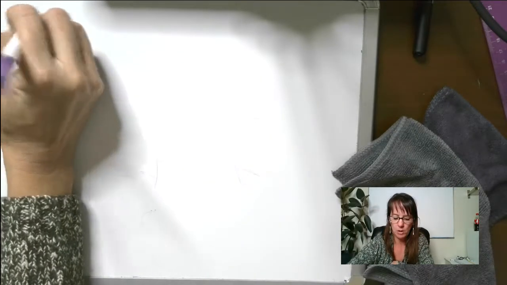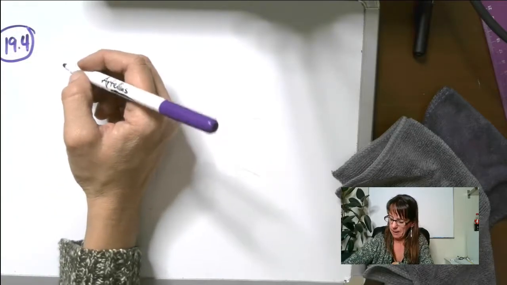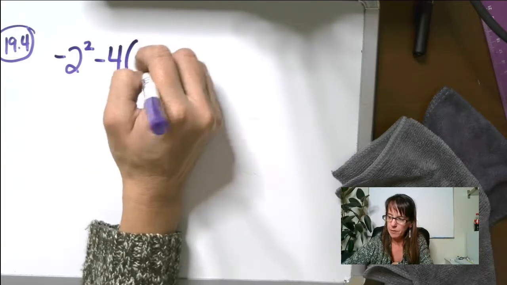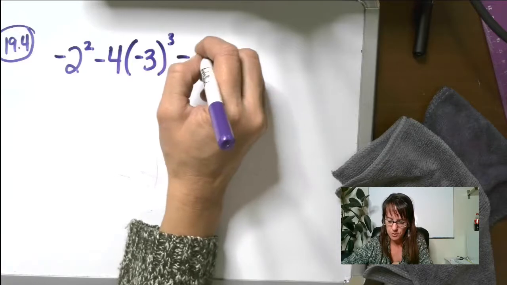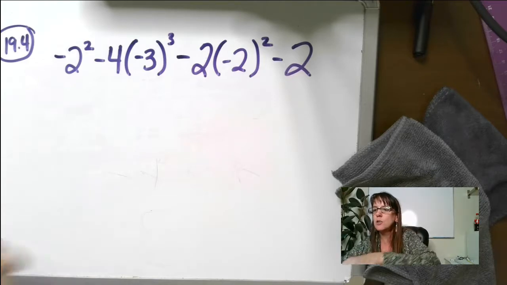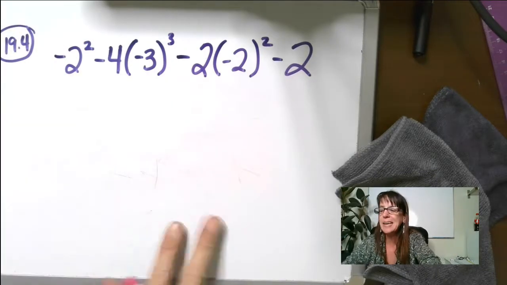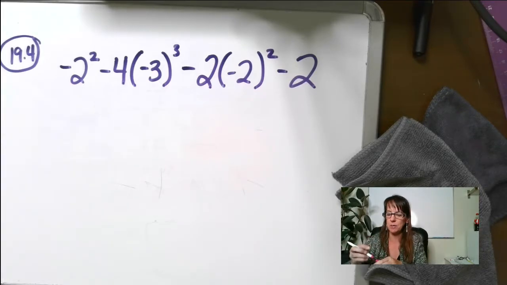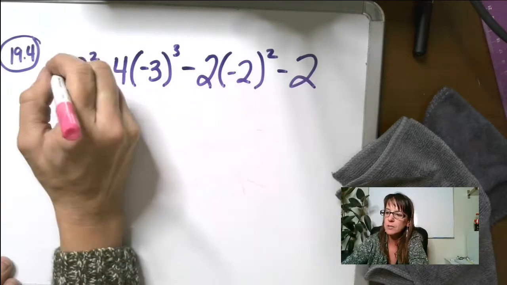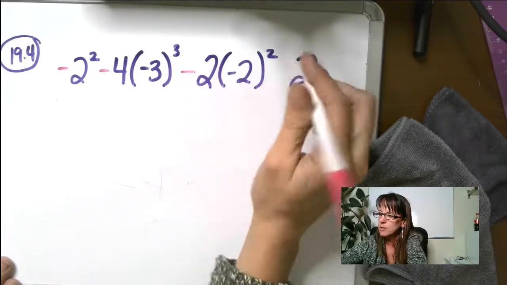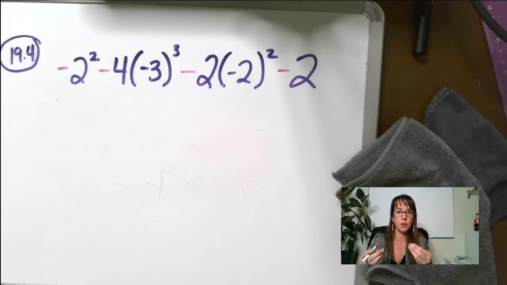All right, so for 19.4, we have negative 2 squared minus 4 times negative 3 cubed minus 2 times negative 2. So you know what I'm thinking? I'm going to change all my subtractions into pink. If it comes at the beginning, that's not a negative, that's actually a subtraction sign. I know that's kind of confusing, just remember that. So I'm going to change this to subtraction, subtraction, subtraction, subtraction. What we want to do is all the purple stuff first and bring down all of our signs.